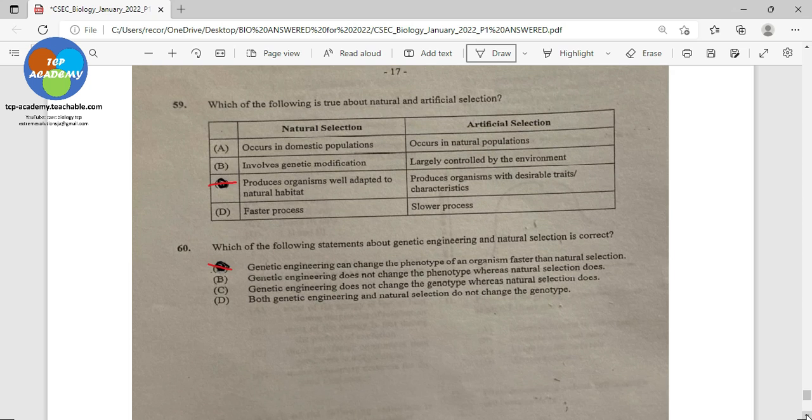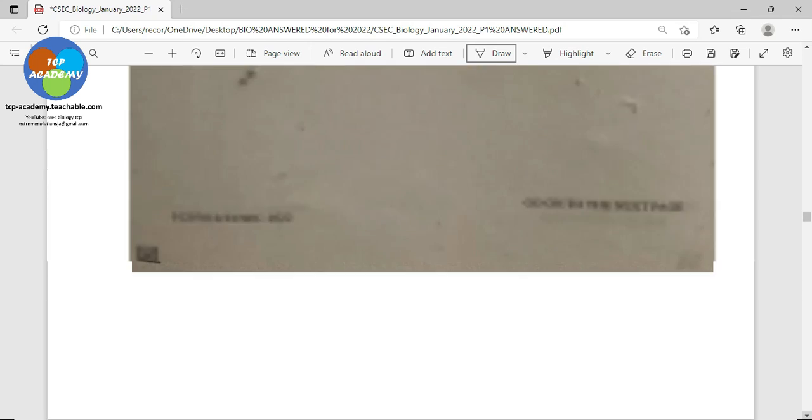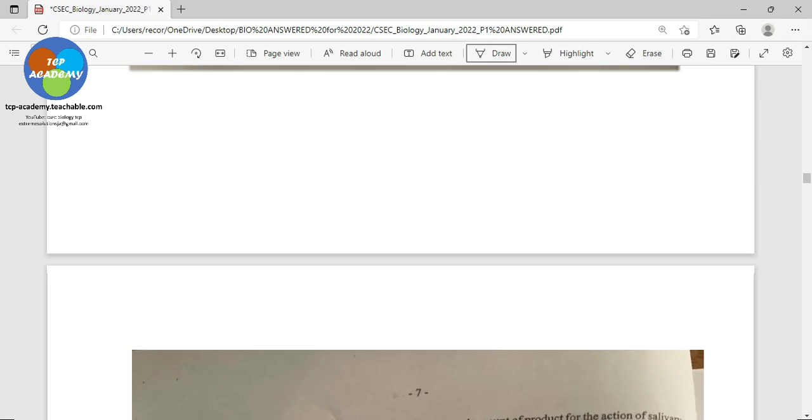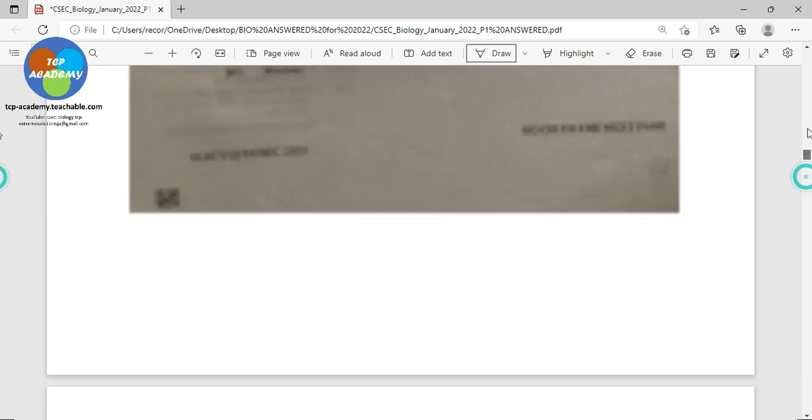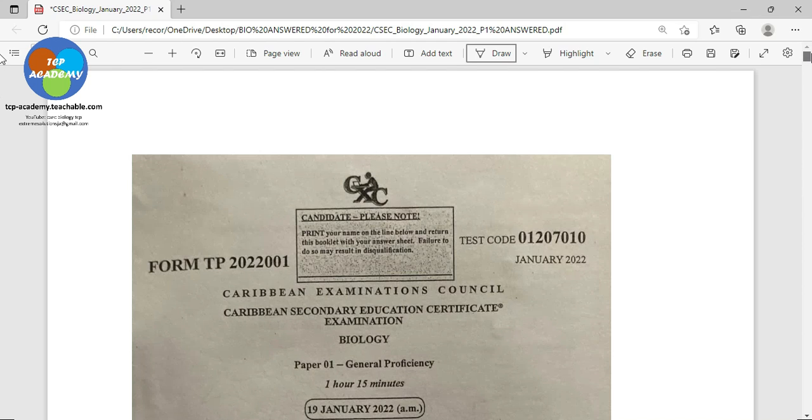This takes us to the end of the 2022 January exam. Now, I'll just show you the cover because I don't want you to be going looking at papers that are not. So the cover here, you'd see we have just completed the January 2022 biology paper 1 exam.